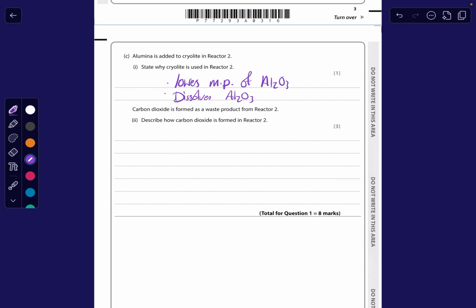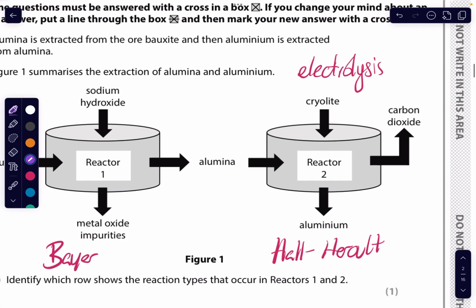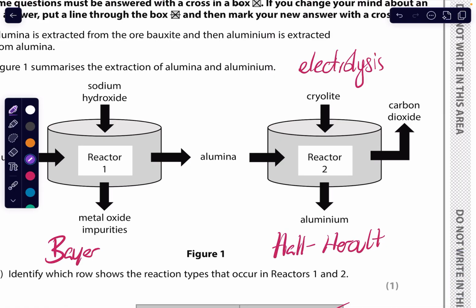This question here next, carbon dioxide is formed as a waste product from reactor 2. Describe how carbon dioxide is formed in reactor 2. Again, I actually thought this was a really well-worded question. So if you go back to reactor number 2, you remember it's an electrolysis, it's the whole row. So we have our carbon anodes, we have our cathode lining, we have molten alumina or aluminium in that mixture. We then separate them and we release carbon dioxide gas after a couple of those reactions.